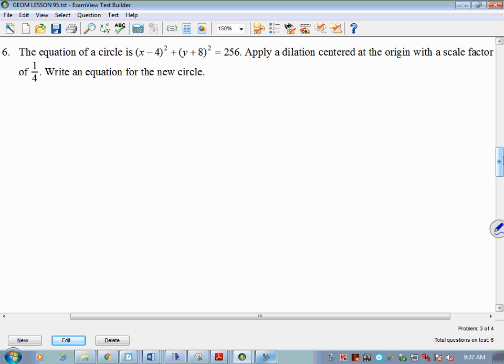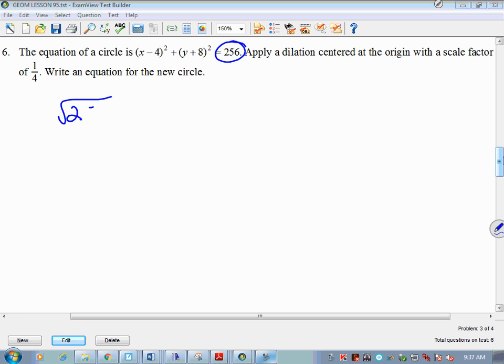The equation of a circle is x minus 4 squared plus y plus 8 squared equals 256. We want to apply a dilation centered at the origin with a scale factor of 1/4 and write the equation of the new circle. Do I need to change the center of the circle at all? No. All I'm affecting here is this guy, right? So what do I need to do with 256 right off the bat?